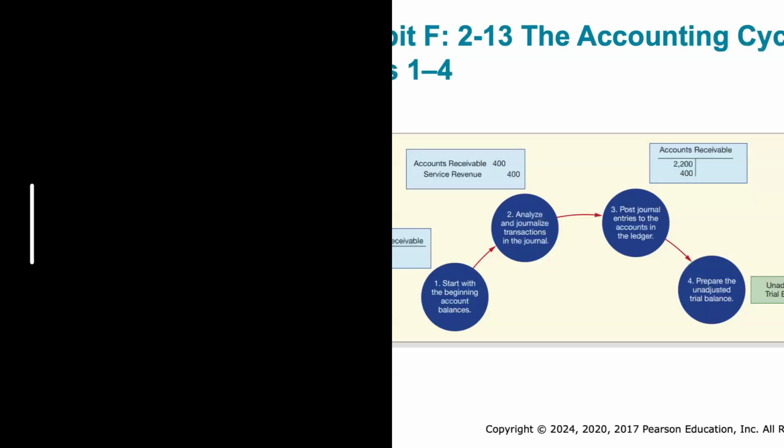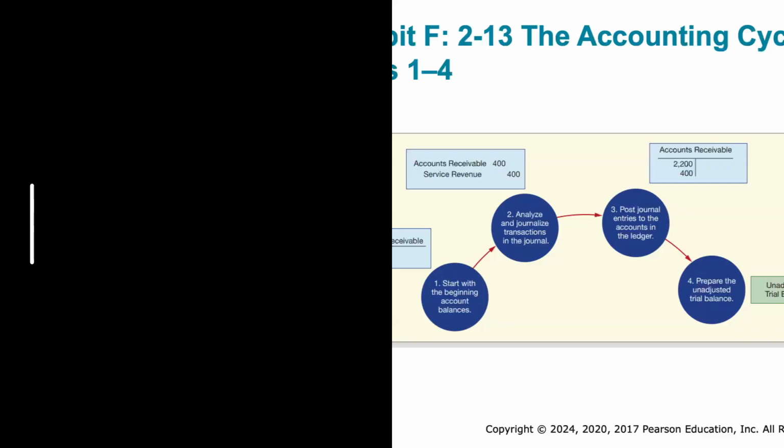So what happens in the accounting cycle? First, we start with the beginning of the account balance. Okay. So every accounting cycle, we start with what we have, the account balances. We analyze and journalize transactions in the journal, right? And we look at the new transactions that happened during the cycle. We journalize those transactions. Then we post those entries to the accounts in the ledger, and then we prepare the adjusted trial balance.